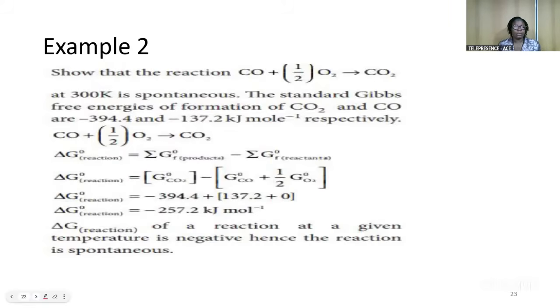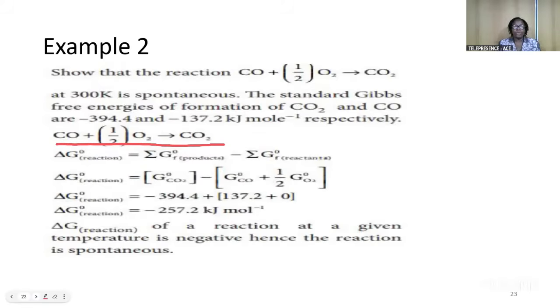Today. So let's look at another example. You are to show that the reaction CO plus half mole of oxygen to give CO2 at 300 Kelvin is spontaneous. The standard Gibbs free energies of formation of CO2 and CO are given respectively. So the first thing to do is to check, is the equation balanced? And apparently this is a balanced chemical equation.